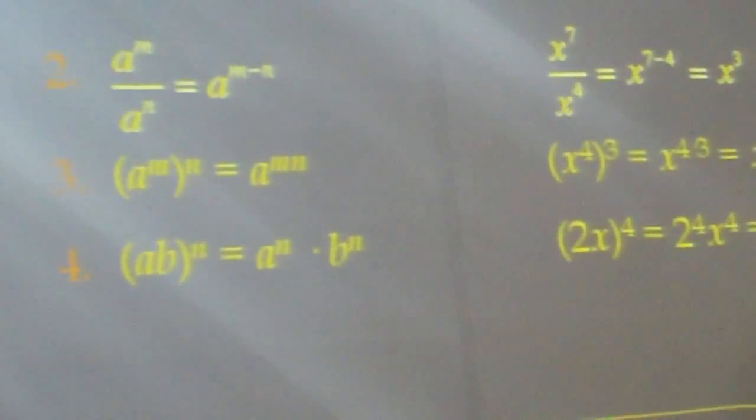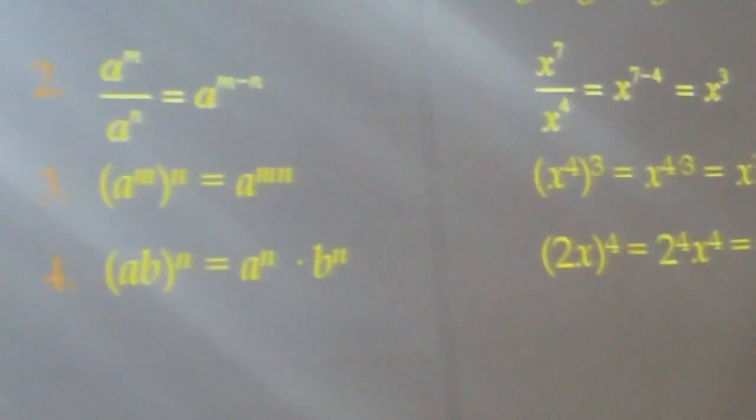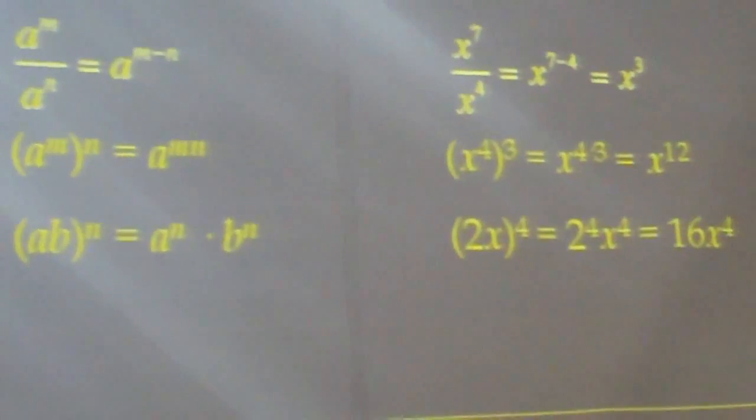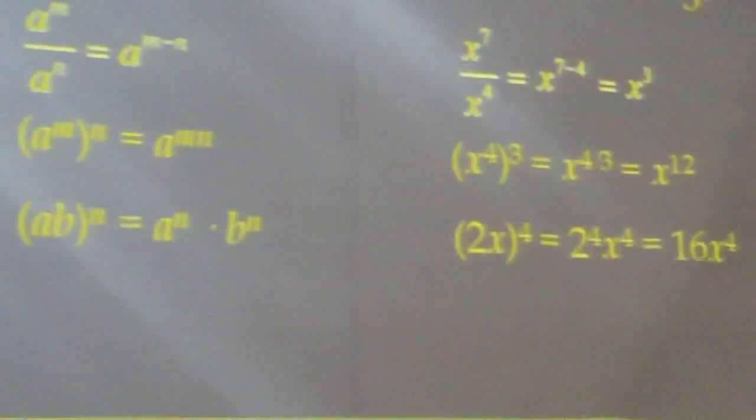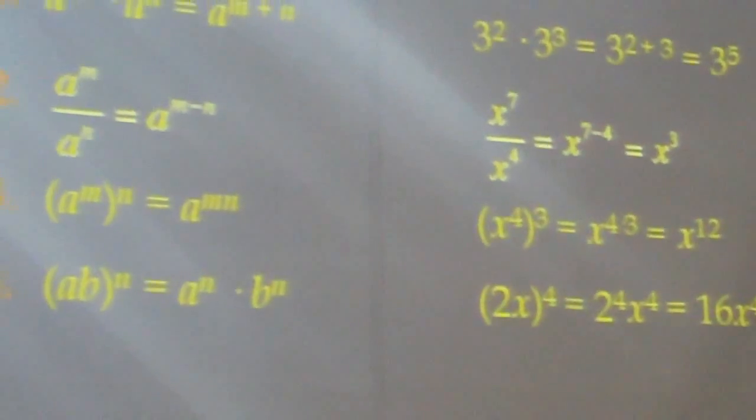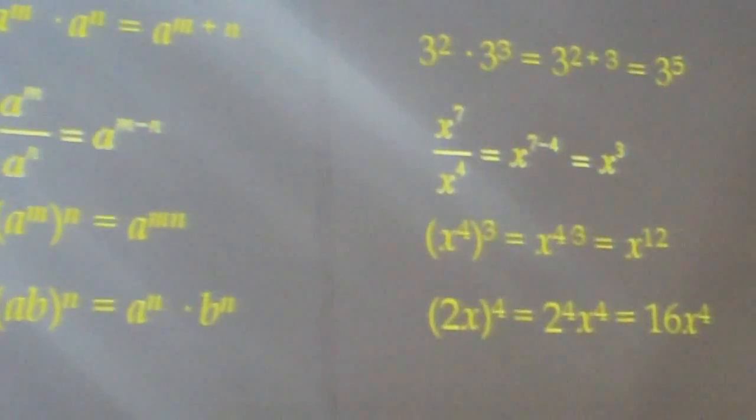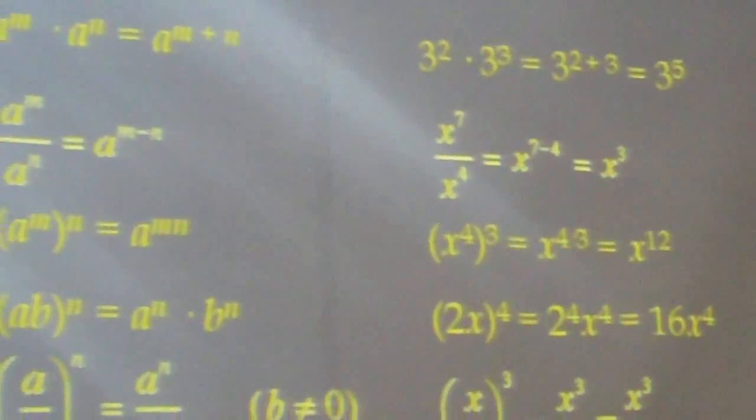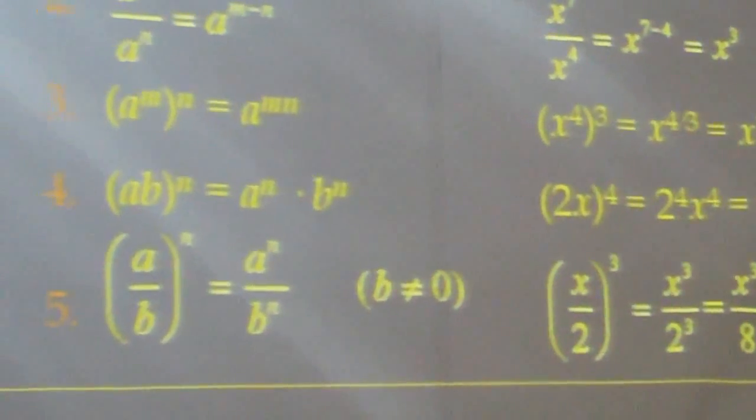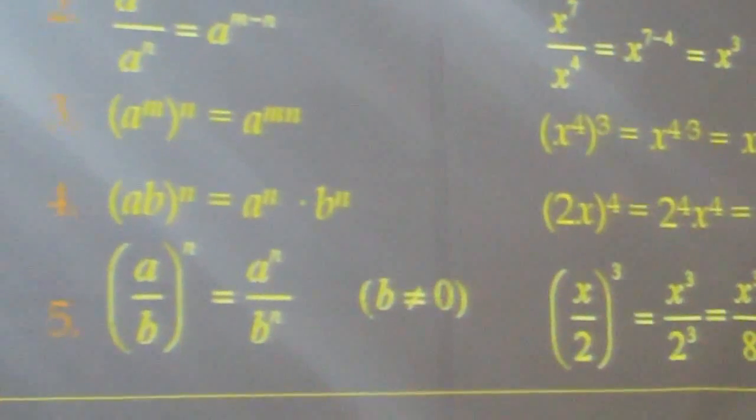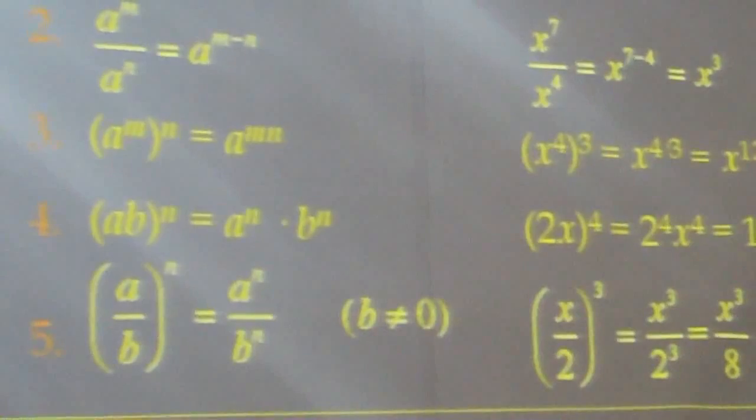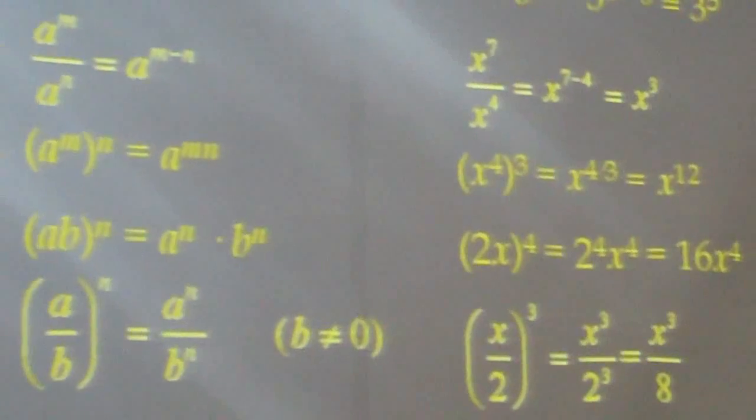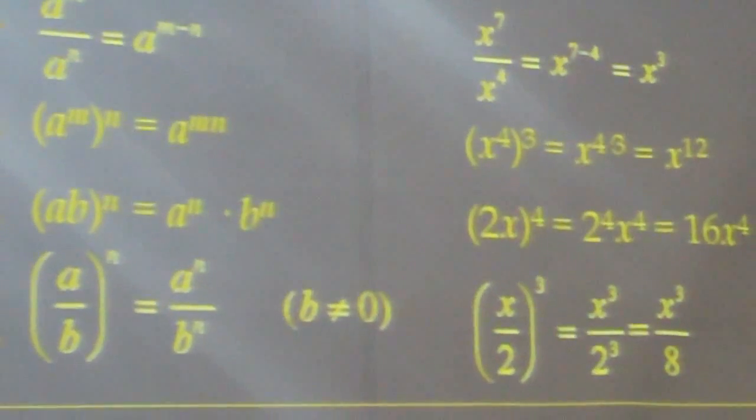If I have more than one thing inside the parentheses and the parentheses are being raised to a power, where does the power go? All of them. Okay? So in this case, a, b, all of that raised to the n, that means a to the n and b to the n. Last but not least, same thing, if it's a fraction, it goes to numerator and denominator. Except in this case, the denominator can never be 0. Questions, guys?